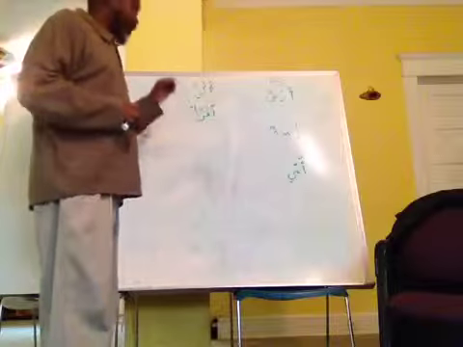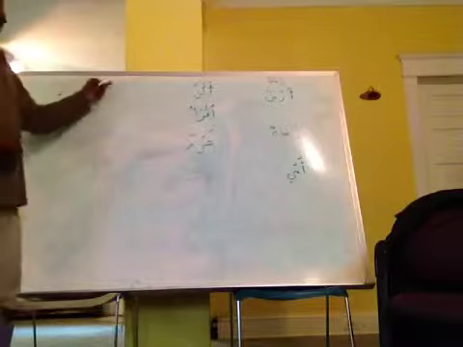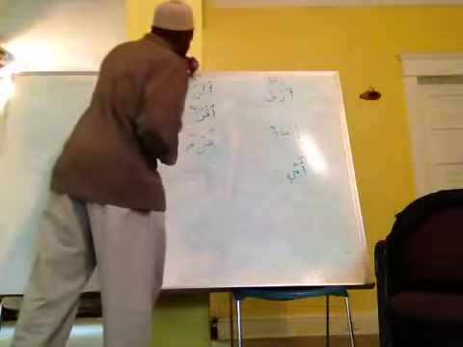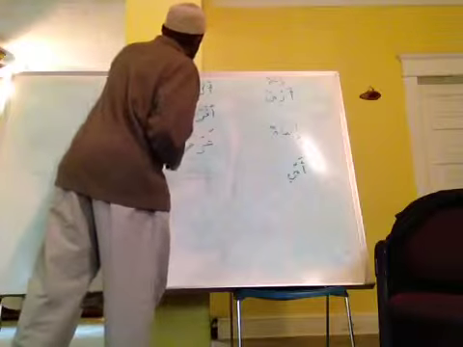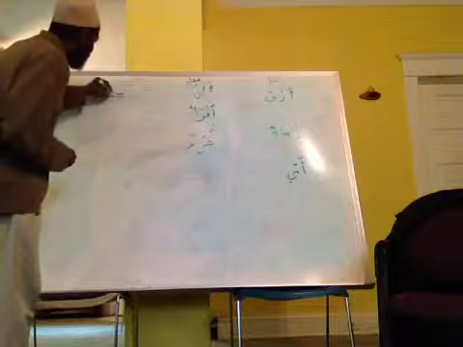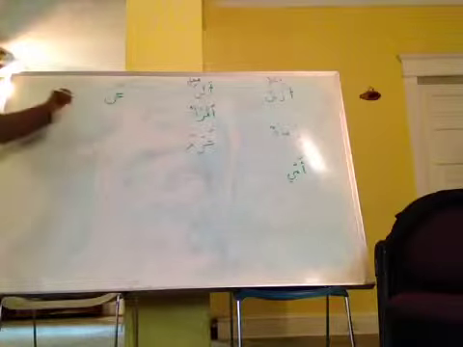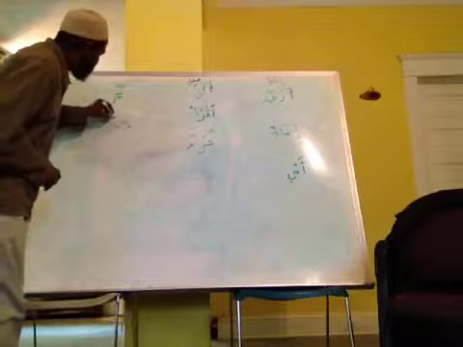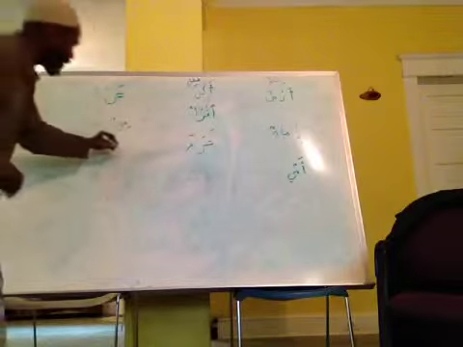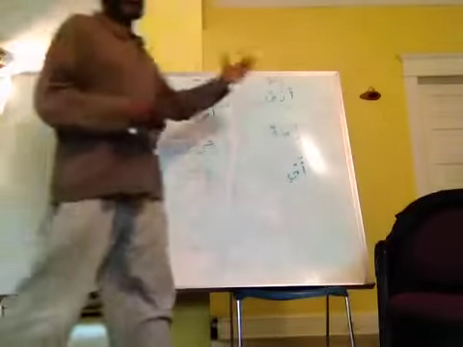Let's say kharaja then. Kharaja. Okay. Particle. Harf. Any harf. An. Okay, can you give us a particle, a harf? Min. Min is a harf. Ala. Okay. And we can go on and on and on.